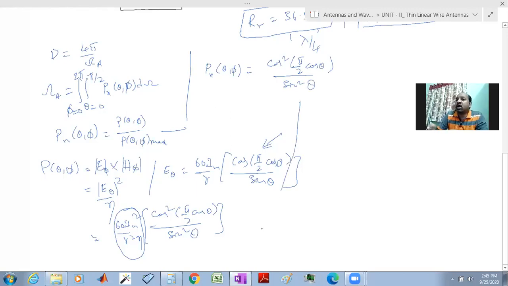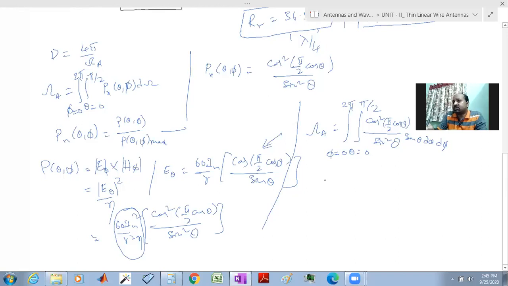Once you know the normalized power, we can determine the beam area. The beam area is equal to the integral of cos square(pi by 2 cos theta) divided by sine square theta, times sin theta d theta d phi. Same steps I am writing here. The only difference is theta, where theta is from 0 to pi by 2, and phi is from 0 to 2 pi.